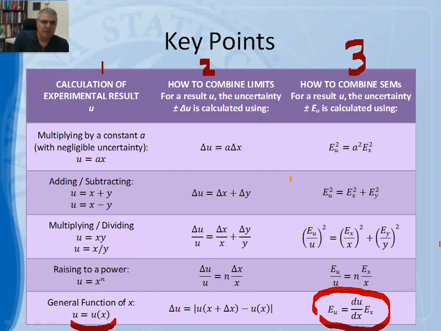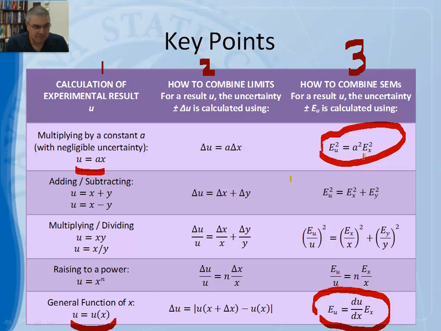And for each case, if the equation is in the form of u equals a constant multiplied by a variable, a sub x, in that case, e sub u squared would be a squared multiplied by e sub x squared. Again, e sub x is the uncertainty that is associated with variable x. You take the square root of that, and that would give you the error that's associated with the function itself.